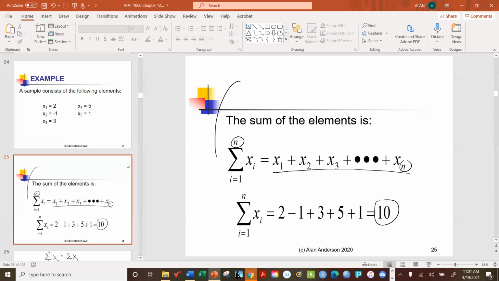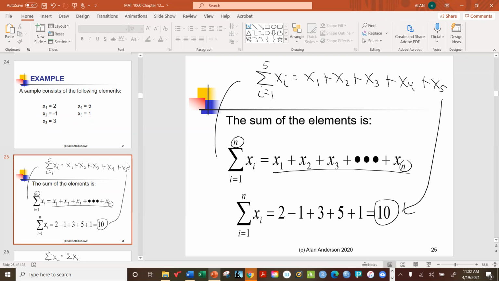Now in our case, there's 5 of them. So you could write this as i equals 1 to 5. And you're just adding up all 5 of your elements. And that's what we get down here. This one in the middle is the general approach. This shows you that whatever n is, we're adding up all n elements. In the denominator, though, since we only have 5 in this case, we're just adding them up. And it turns out that they're equal to 10. That sum is 10.